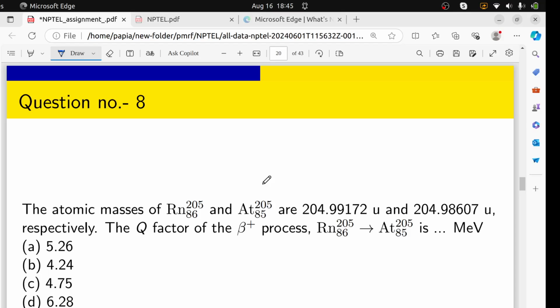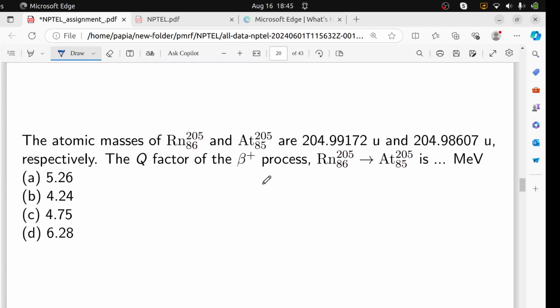Maybe till question number 7 all the questions are explained and you understand that very clearly. After that we will go to the next question, question number 8. Okay, fine. Question number 8: atomic masses of Rn and At are given. The Q factor of the beta plus decay.